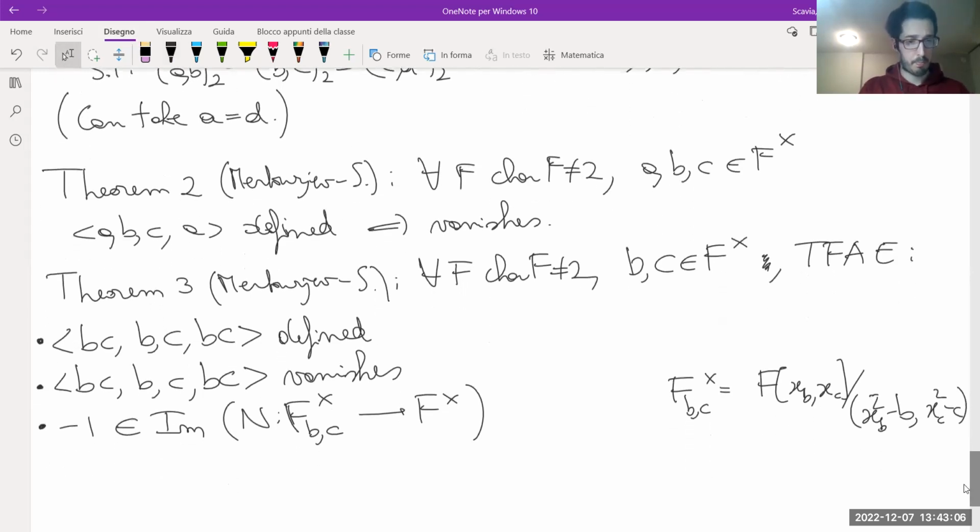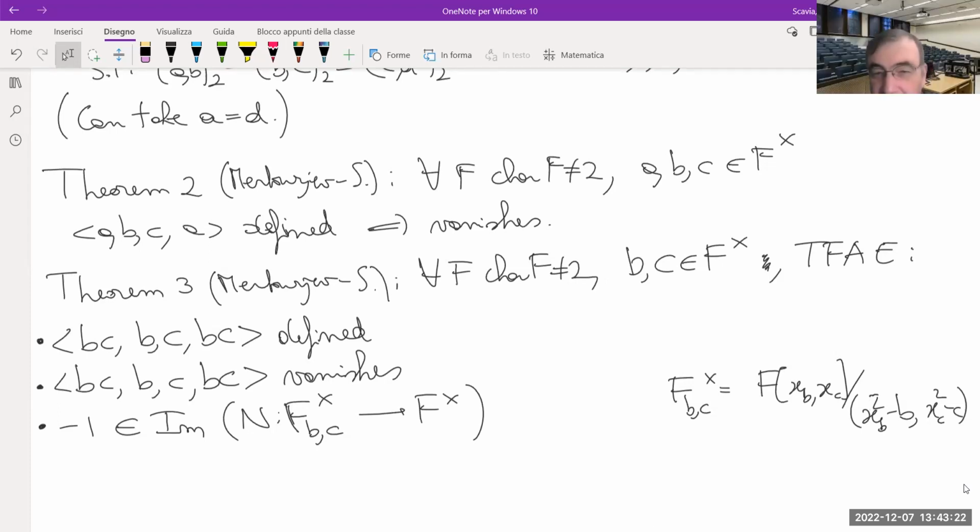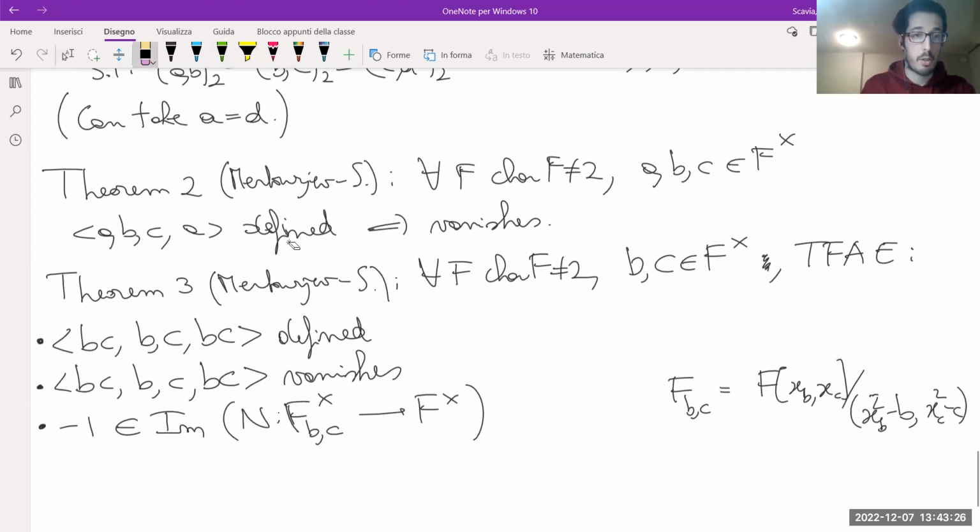Okay, so we can say exactly when this Massey product ⟨B,C,B,C⟩ is defined. It's the same as when it vanishes, and there are these relatively explicit conditions. Maybe you don't need the star there. Oh, sorry. Yes, thanks. Yeah, thank you.